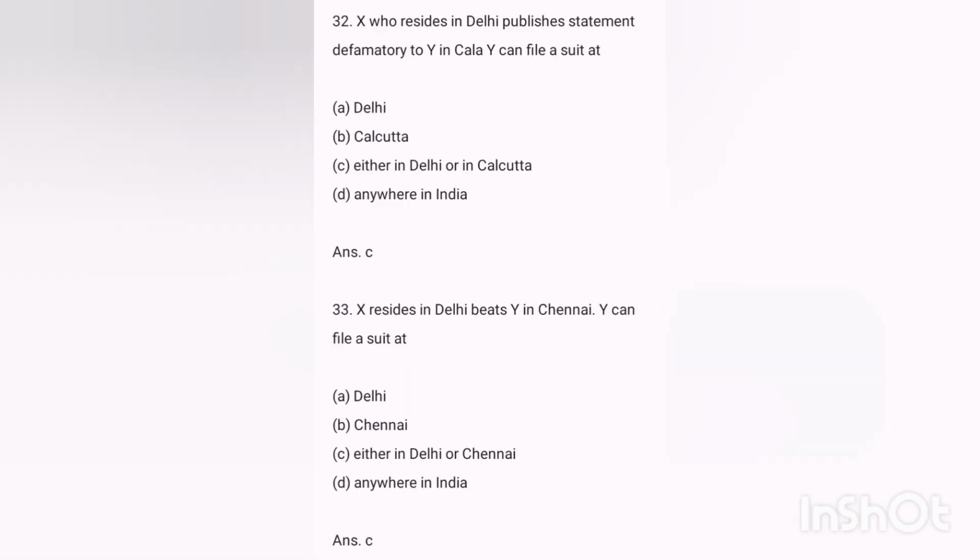Next, X who resided in Delhi published a statement defamatory to Y in Kolkata. Y can file a suit either in Delhi or in Kolkata. Next, X resident in Delhi beats Y in Chennai. Y can file suit in. Answer was Delhi or Chennai, either.